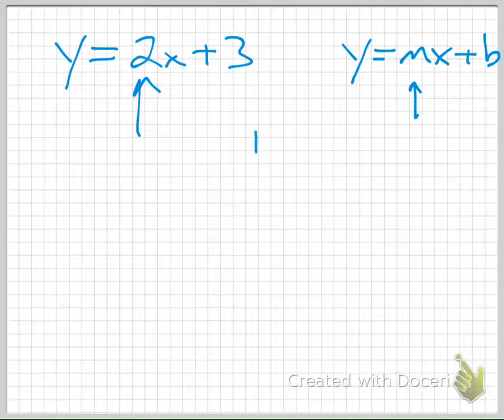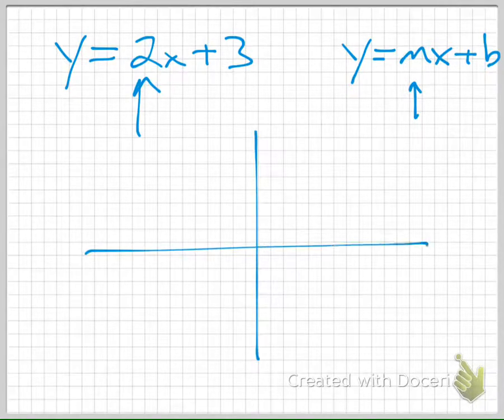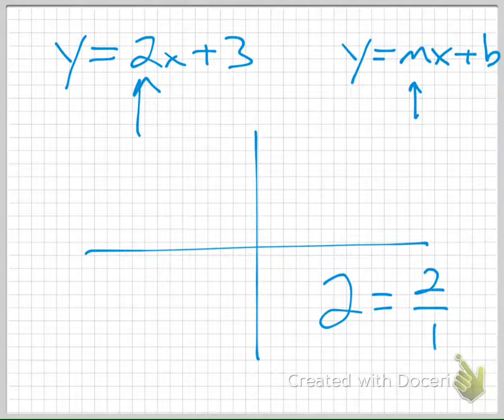Now here's the deal about this. Let's say there's my coordinate plane. A slope of 2 is going to be up 2 over 1. Right? Isn't that what a slope of 2 is? Rise is 2, run is 1. Isn't 2 equal to 2 over 1, which is the rise is 2 and the run is 1? So it's going to look like this.